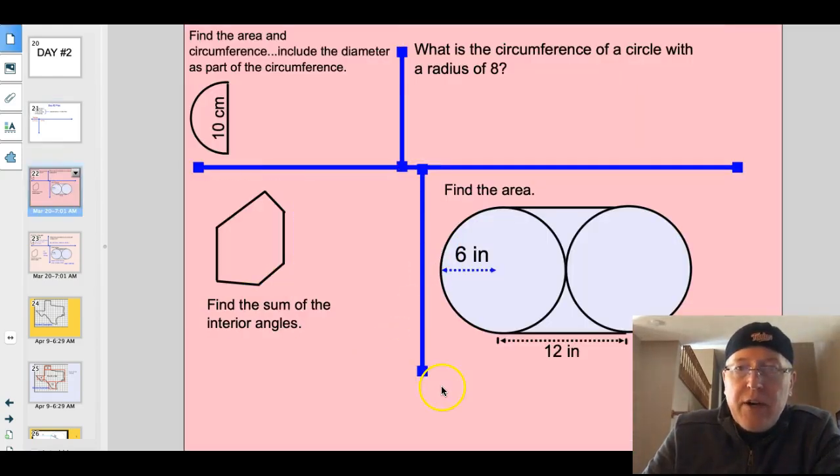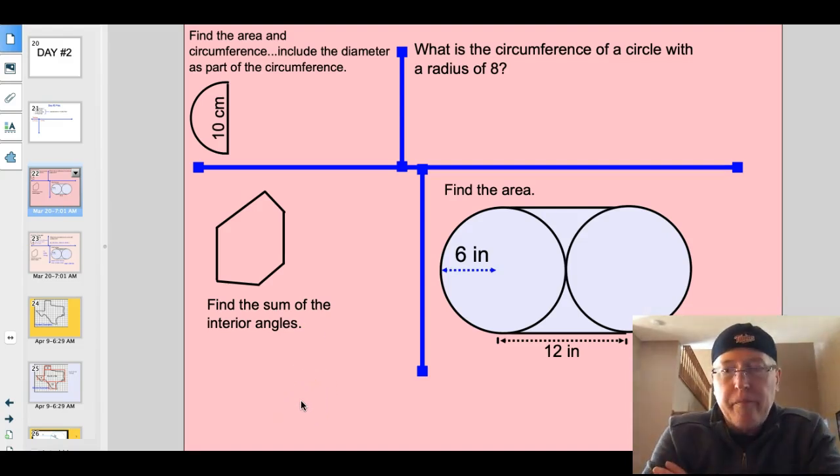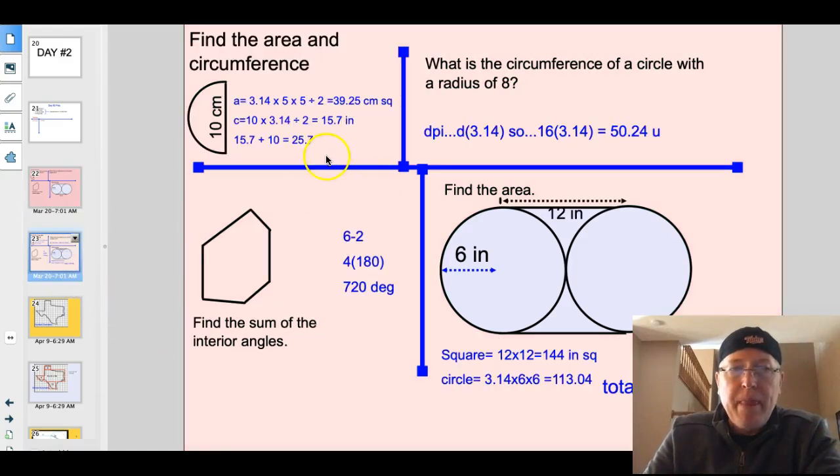See if you can find the area of these problems here. I think they're all areas. No, 2 area problems, a circumference, and the sum of the interior angles. 5 minutes maximum on that. Let's see how you did.